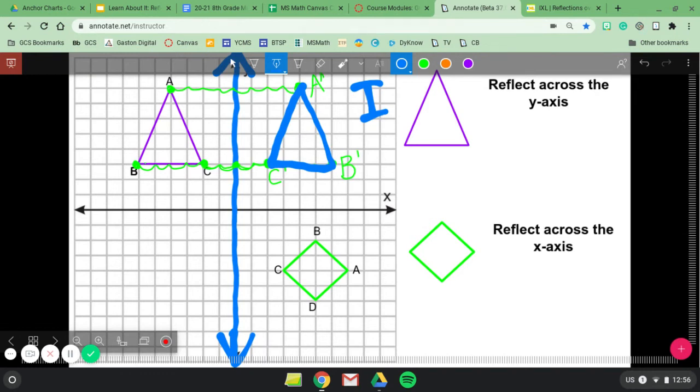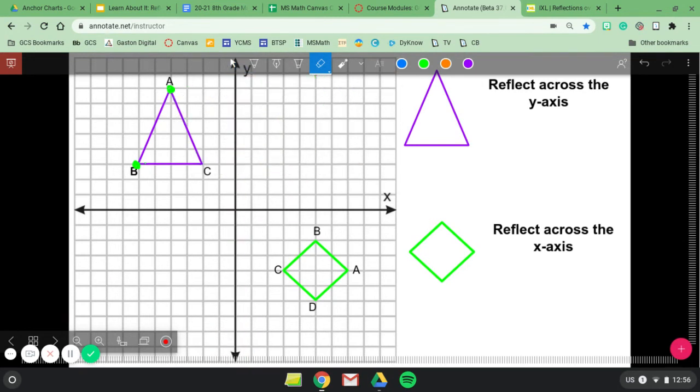Okay, I'm going to erase all that just to show you the green diamond. All right, with the green diamond we're reflecting across the x-axis this time. So I'm going to highlight my line of reflection. Just pay attention to that line of reflection. It's my x-axis this time. So now I'm going to flip across that line. What that means is every point in relation to that line is just going to do the opposite.